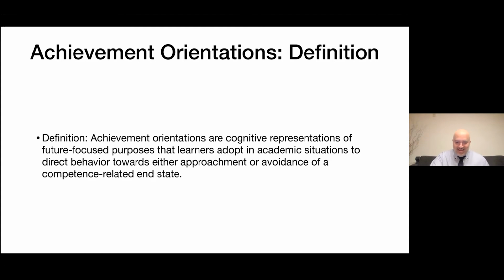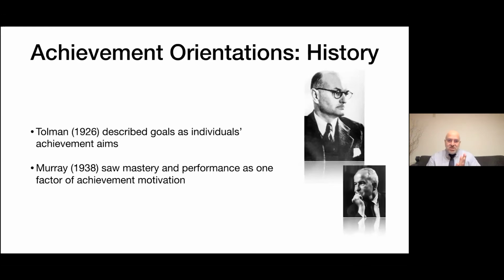Okay, so I'm going to have to speed it up a bit. So I mentioned this rich history. Tolman in 1926 actually began to describe individuals' achievement aims. That was sort of the beginning of this history of achievement orientations. And then Henry Murray in 1938 saw mastery and performance as one factor of achievement motivation. He thought that they were combined as one. And Murray described achievement need. So the need for achievement is to accomplish something difficult, to master and attain a high standard, to excel oneself, to rival and surpass others. That's the definition from Murray.